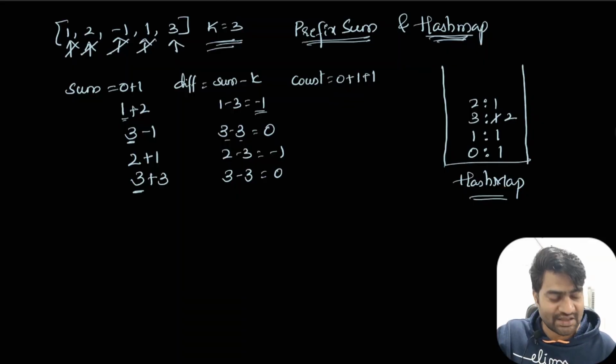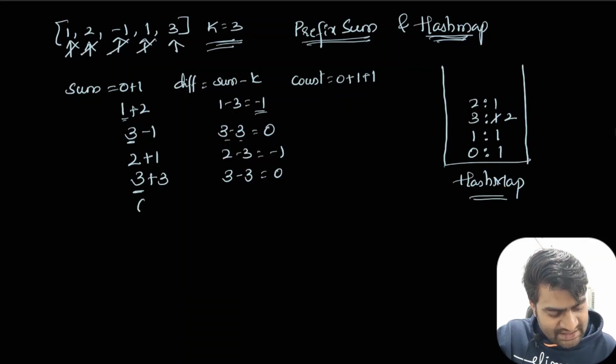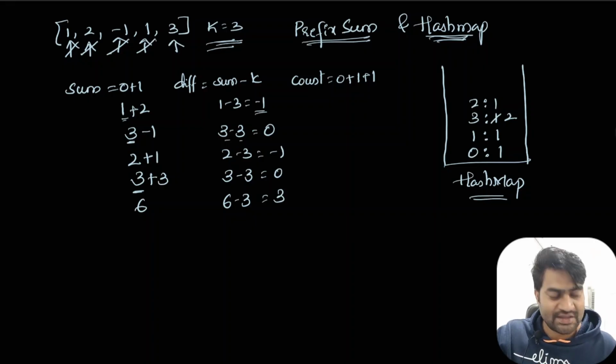This is again very important. Now if you see, I get sum 6, correct? Now 6 minus 3 will give me 3. So how many times have we seen 3? We have seen it twice, right? So it means there are two subarrays which will give me k equal to 3, that is sum equal to 3 at this particular point.